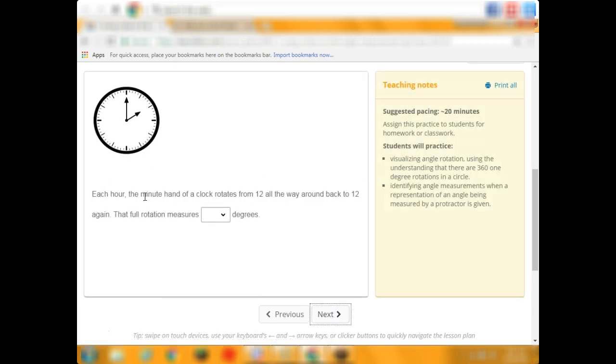Each hour, the minute hand of a clock rotates from 12 all the way back around to 12. Again, that full rotation measures 360 degrees. It can't be 90, can't be 180, can't be 270 because if you go all the way around a circle, a circle is 360 degrees. So let me show you. So like this. And then if you turn all the way around the circle, a circle is 360 degrees. So then you would be turning 360 degrees.